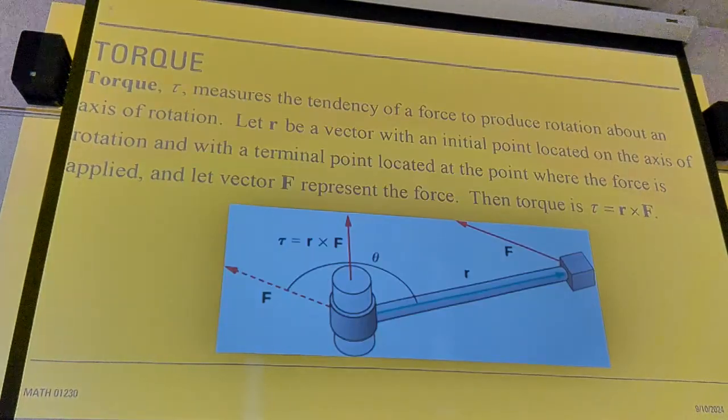This means torque is a vector. A lot of the time when we're talking about torque, we really mean the magnitude.